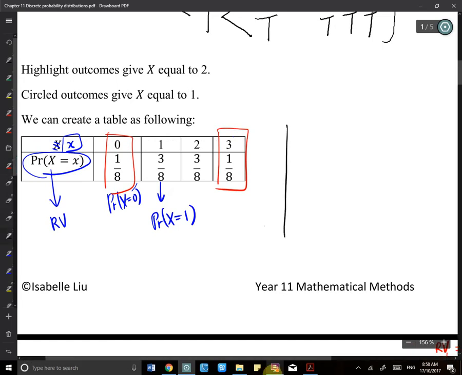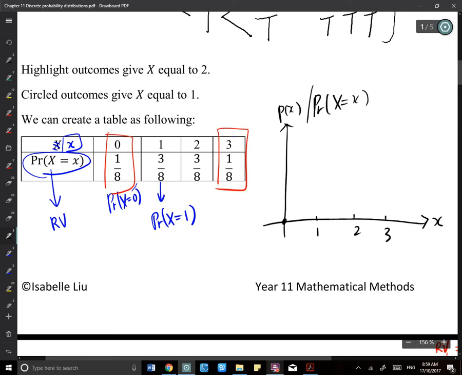Look at above. The top is lowercase p(x), or I can say that's the probability x equals x, and then the bottom is x. What I will have is 0, 1, 2, and 3. What I will have is 1 on 8, 3 on 8. I can put a dot on it. To have 0, I have 1 on 8. To have 1, I have 3 on 8. To have 2, I have 3 on 8. To have 3, I have 1 on 8.